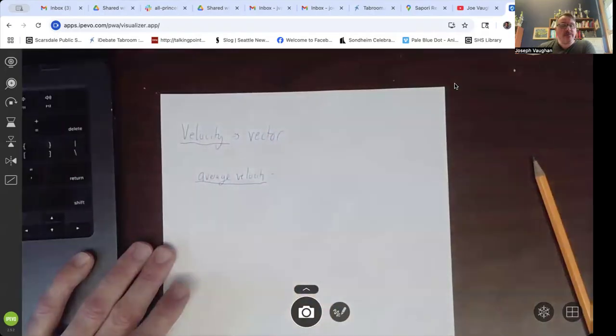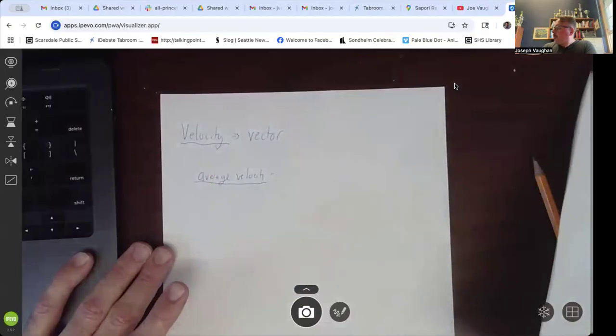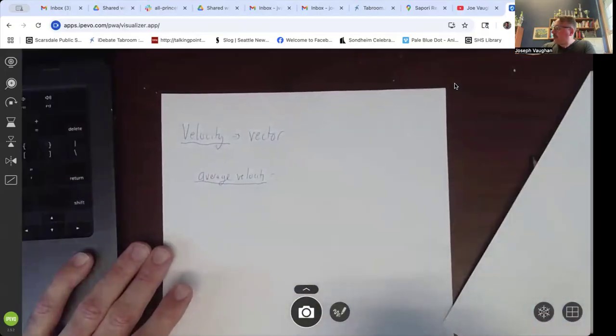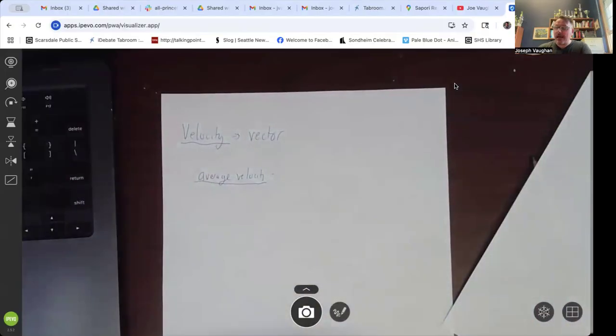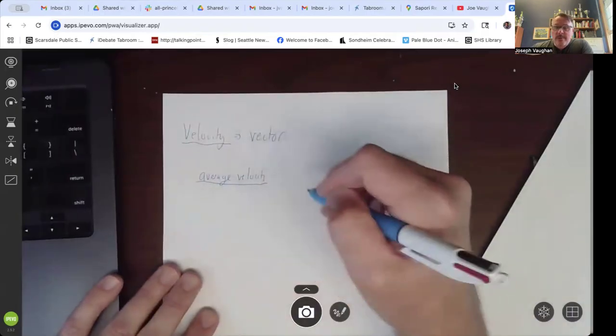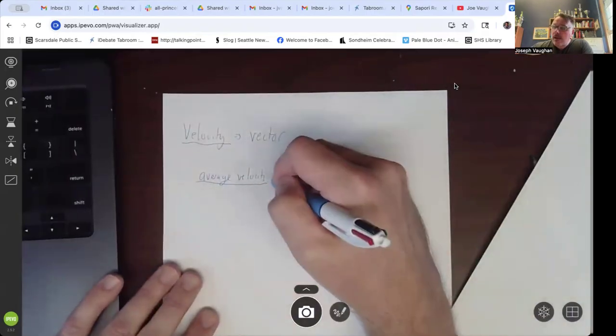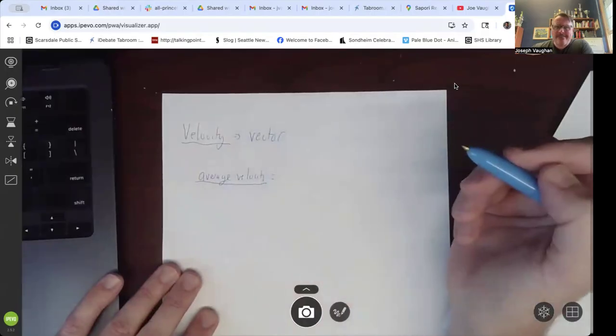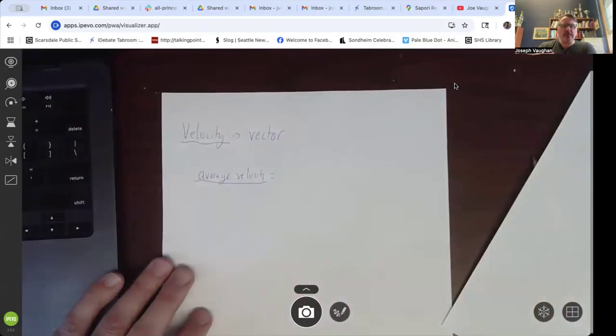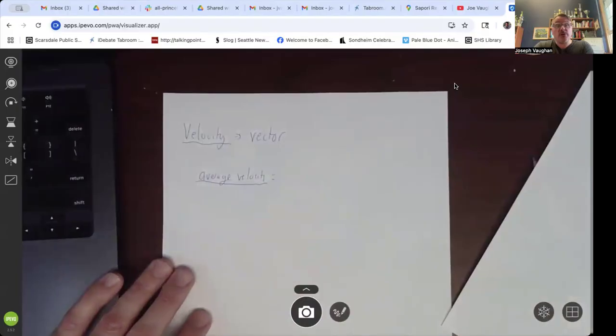So average velocity, if we look at the definition of average speed, which was the one speed you would have to go to travel that distance in that time. Well, I don't want to be basing average velocity on distance, right? Because distance is a scalar. So what should we base it upon? I'll let you think about that for a second.